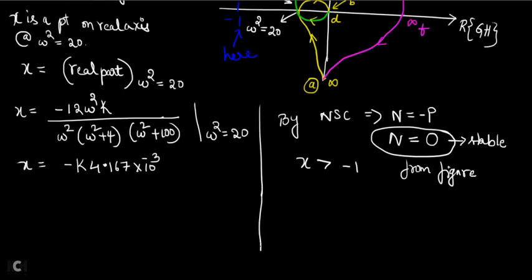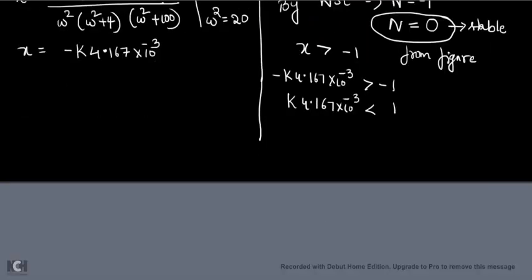Now you substitute whatever x value you got here. So what is x? Minus K times 4.167 into 10 power minus 3 should be greater than minus 1. I don't want minus on both sides. So if you remove the minus sign on both sides, what happens to the greater than symbol? The greater than symbol will become less than symbol. That is according to mathematics. I hope you know that.